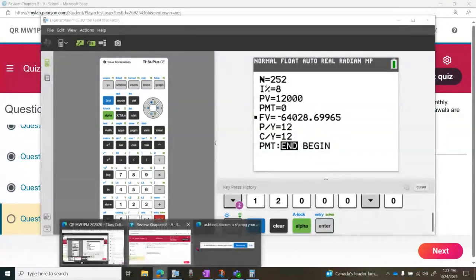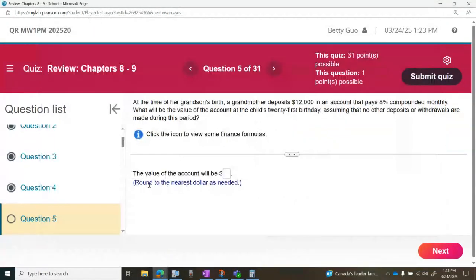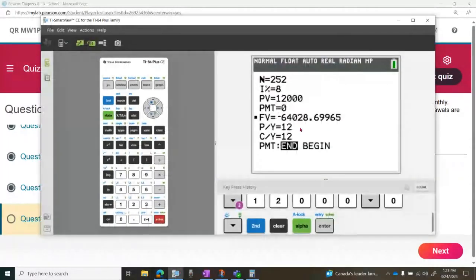$64,028.9965. Let's see, how do we round it? Round to the nearest dollar as needed. Round to the nearest dollar. 9 here is bigger than 5, so we round up. $64,029. Okay, $64,029.